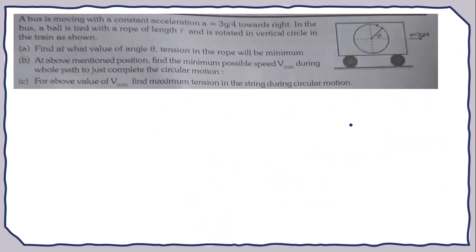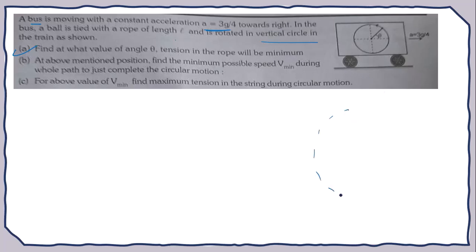Now moving on to the next situation. Here there is a bus which is moving with a constant acceleration a equals 3g by 4 towards right. Now in the bus, a ball is tied with a rope of length L and is rotated in a vertical circle inside the train. You are asked to calculate the angle theta for which the tension in the rope will be minimum. So in this situation, what is happening?